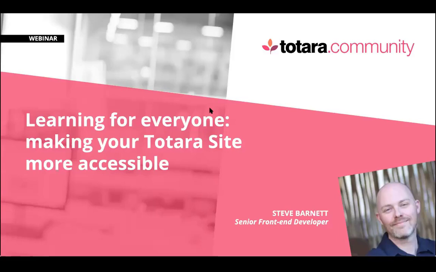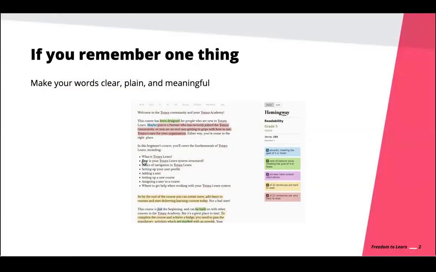So, if you remember one thing from today, what I'd like it to be is that the most important thing you can do for making accessibility better for your site is to make your words clear, plain, and meaningful. Now, this seems a bit obvious, or a bit simple in hindsight, but it's certainly not very easy to do, as with lots of things that can have a big effect. It seems straightforward enough, but putting it into practice and making it go really well is a bit more tricky. So what we'll do is have a look at a couple of things to make that happen.